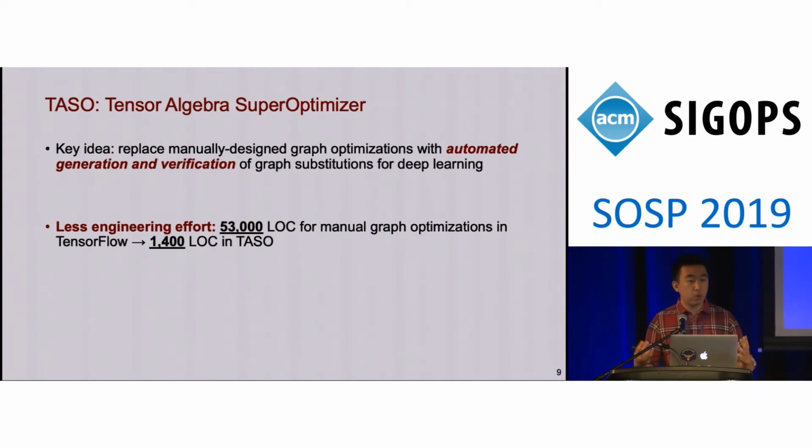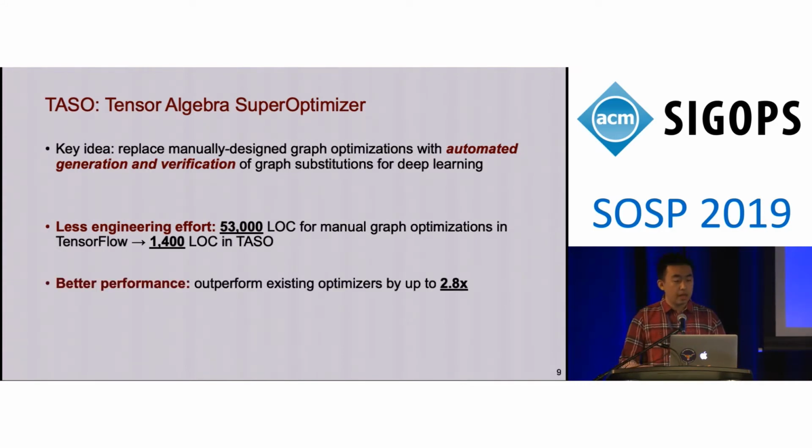First, TASO requires significantly less engineering effort. For example, TensorFlow currently requires around 53,000 lines of code for manual optimizations, and in TASO, we only need 1.4 thousand lines of code to specify these optimizations. Second, this results in better performance because TASO can automatically generate novel substitution optimizations that are currently missing in existing rule-based optimizers. As a result, we can outperform existing optimizers by up to 2.8 times.